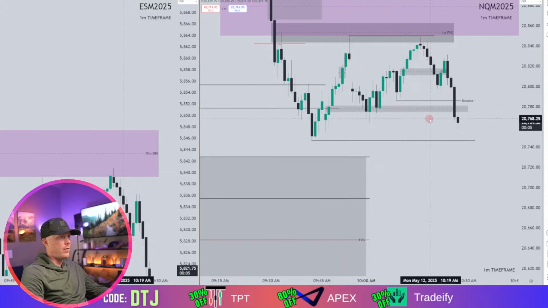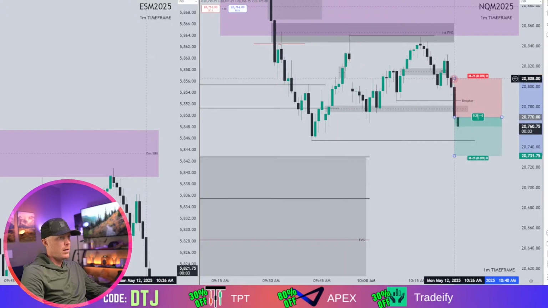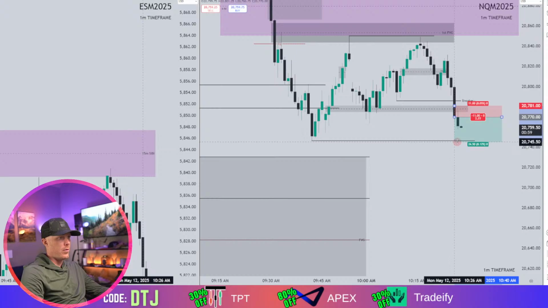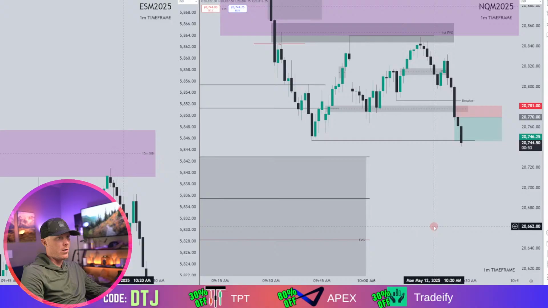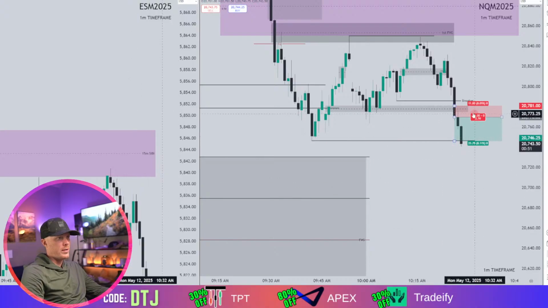Here's the trade idea right here. And you're not wrong for taking the short right here, by the way. Nobody would be wrong for taking that short. So that played out. 23 points for your trade, and if you wanted to go for that first presented fair value gap, that's 39 handles, and that's most likely going to be tagged as well.